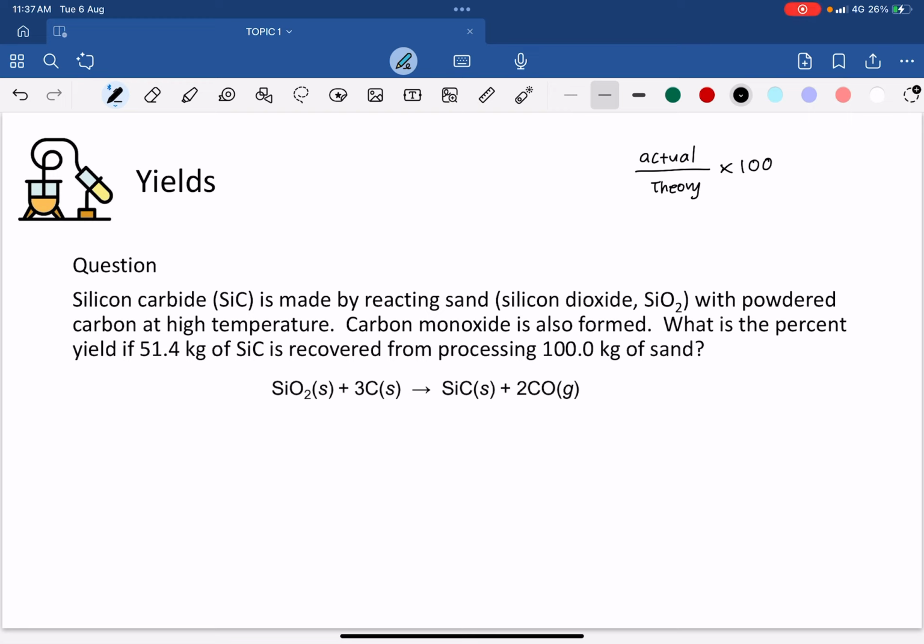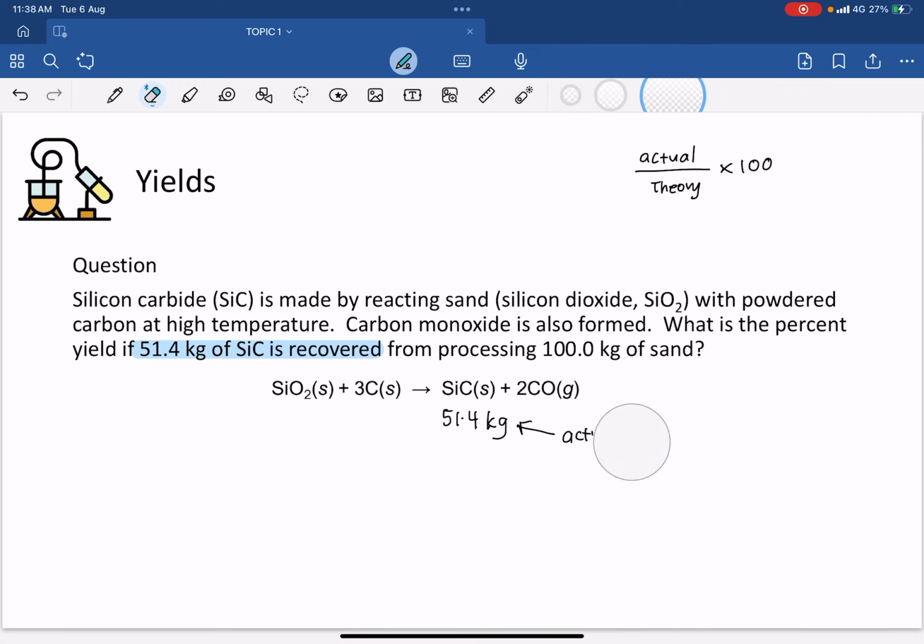Okay, so the question said silica carbide is produced by reacting sand with powdered carbon at high temperature. What is the percent yield if 51.4 kg of silica carbide is recovered? So what does this mean? Meaning that from this reaction, it produced 51.4 kg of silica carbide. So this is the yield. What yield? This is actual. Okay, so this is actual yield because it is given.